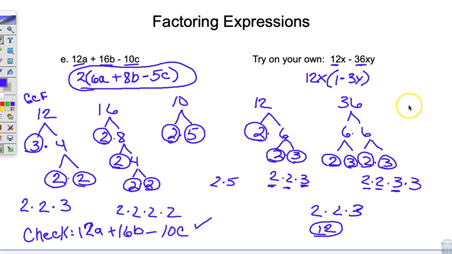Okay, let's check our answer really quick. I'm going to apply distributive property now. 12x times 1 is 12x. 12x times 3y is 36xy. Since I arrived at what I started with, I know I'm correct. And that concludes this lesson.